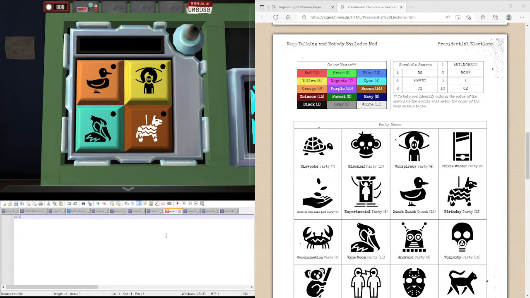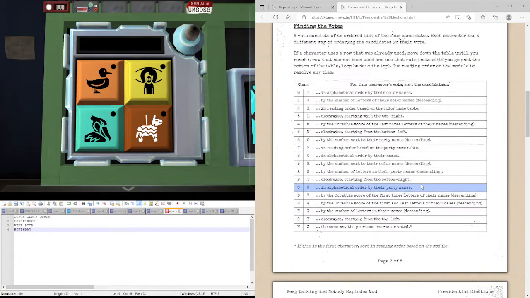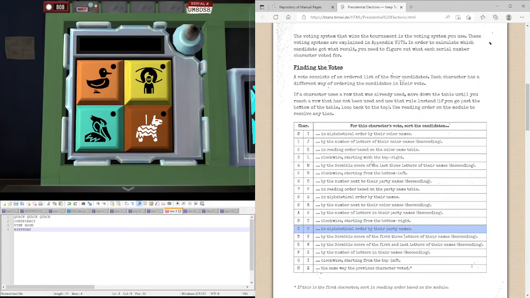So the parties we have are quack quack quack, we have the conspiracy, we have Vine Boom, and we have the birthday party. Very quickly, birthday party won in Parliament as well. So that's basically all of their party names. With the first ordering to be the fourth, and the second, then the first and the third.